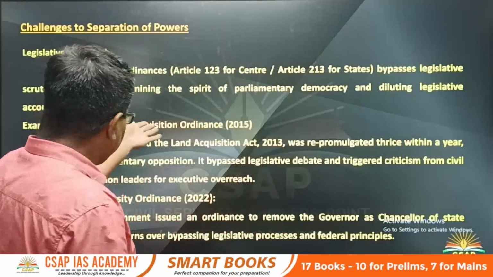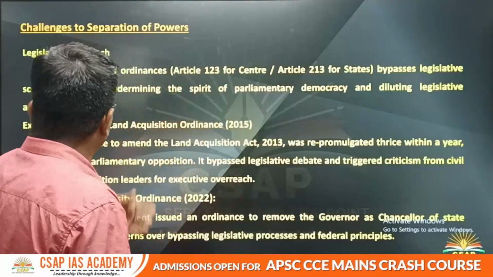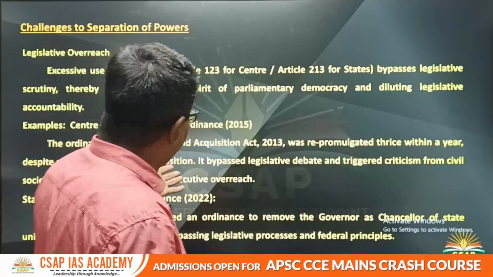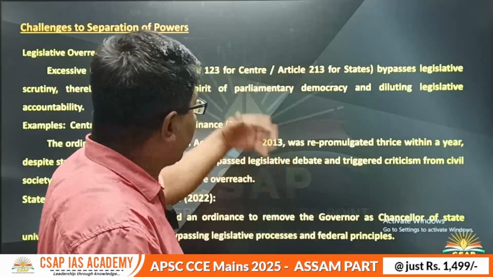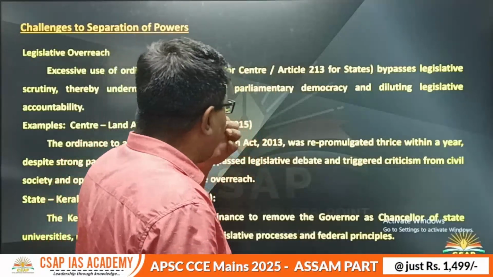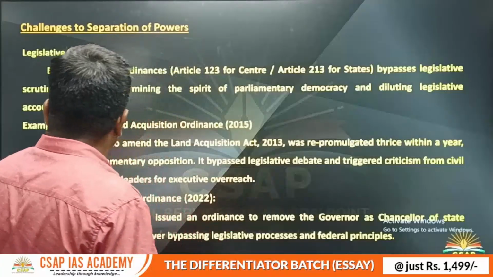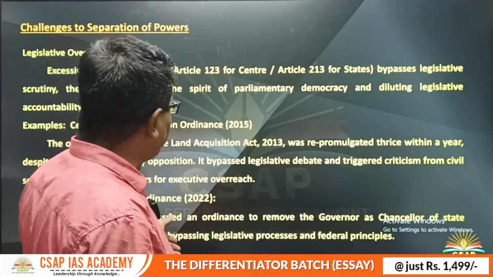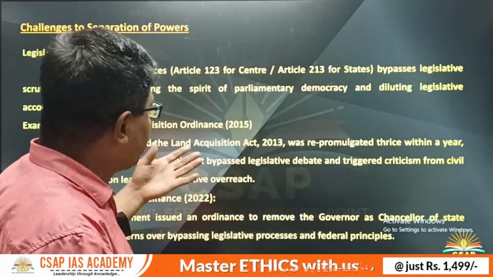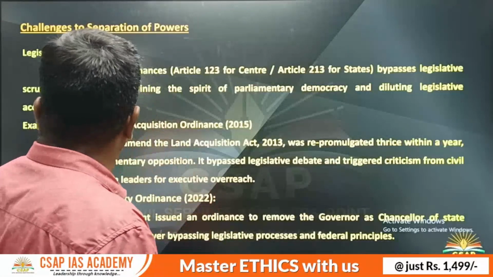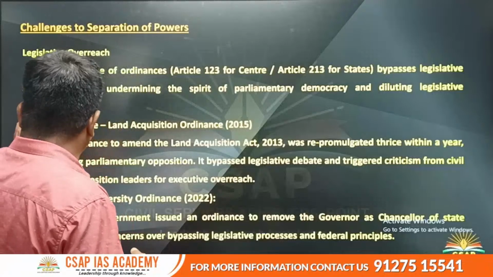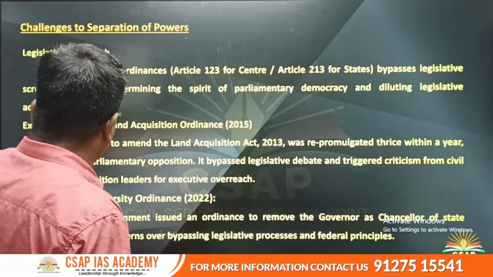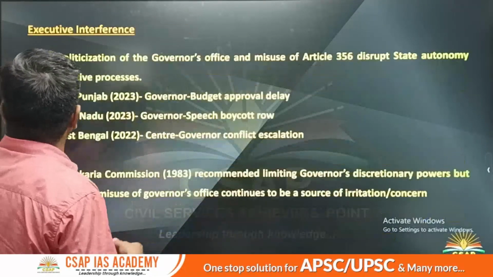Now, the land acquisition ordinance, you can find the example, right? The Land Acquisition Act was brought in 2013 and the ordinance was promulgated thrice within a year, despite strong parliamentary opposition. It bypassed legislative debate and triggered criticism from civil society and opposition leaders for executive overreach. Similarly, the Kerala University ordinance case can also be discussed.